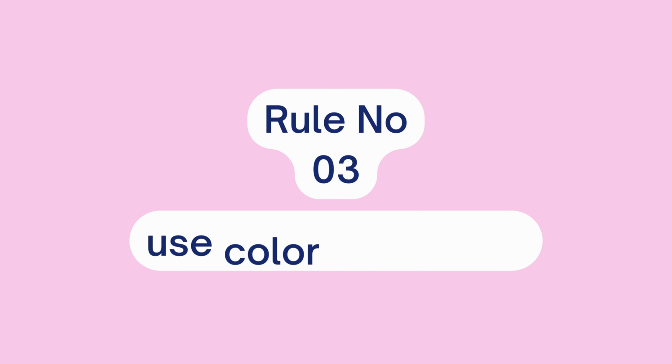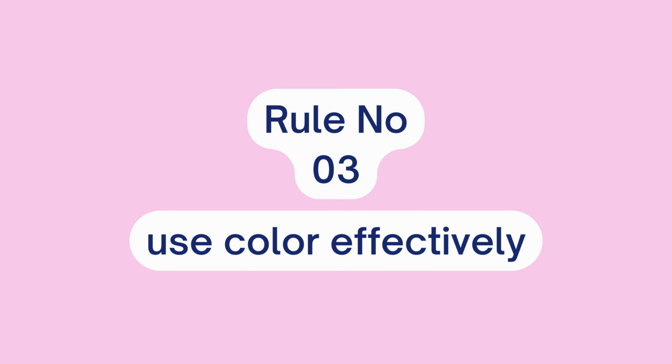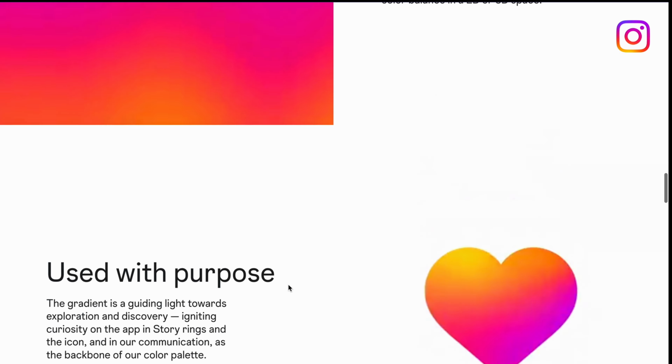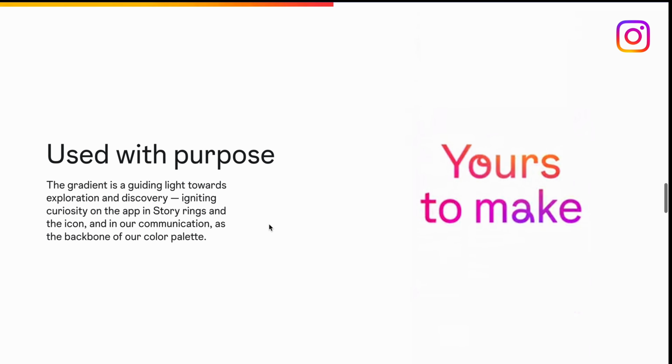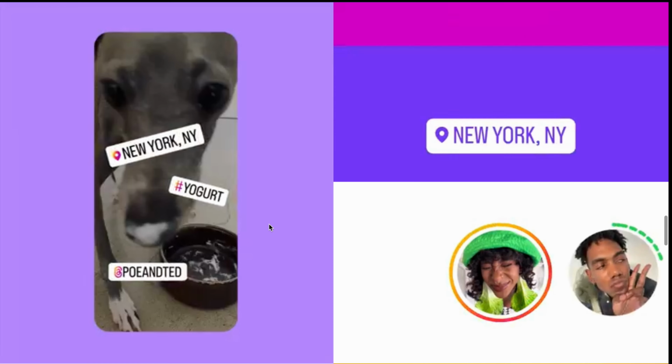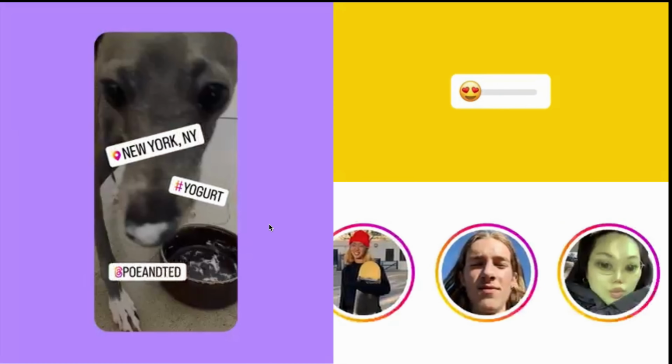Rule number 3. Use color effectively. Instagram's UI design is an example of how effective use of color can enhance the user experience. With a minimalist interface, Instagram uses pops of color to draw attention to important features, such as the share button.